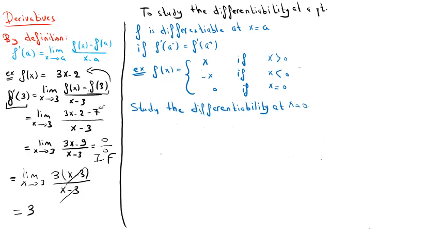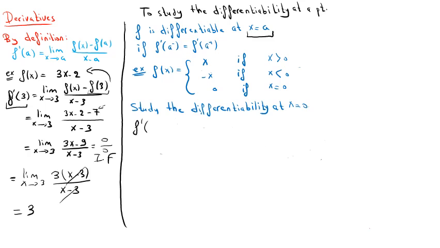Now to study the differentiability at a point, we say that f is differentiable at x equal to a if f prime at a minus equals f prime of a plus. We mean by this that it is right differentiable and left differentiable. For an example, f of x equals x if x is positive, minus x if x is negative, and 0 if x equals 0. Study the differentiability at x equal to 0.